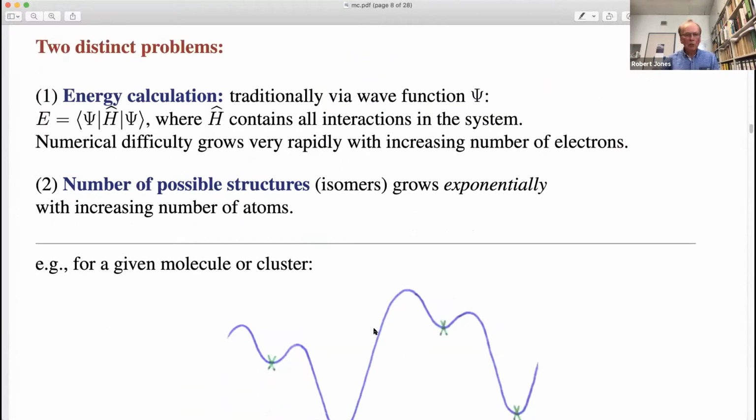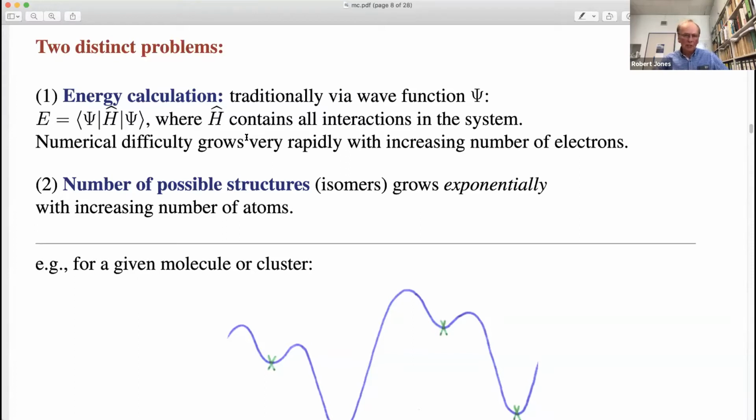And there are two distinct problems. Firstly, how do you calculate the energy given a set of arrangements, an arrangement of atoms? Traditionally, in small molecules or in atoms, we can do this by calculating the wave function. And if we know all the interactions in the system, we can calculate the energy. The problem is that the numerical difficulty grows very rapidly indeed with the increasing number of electrons.